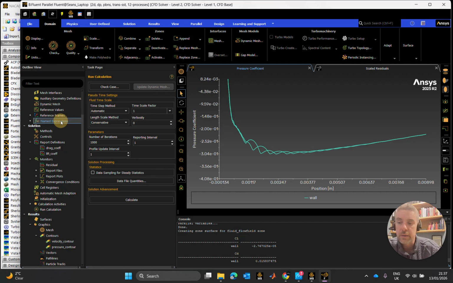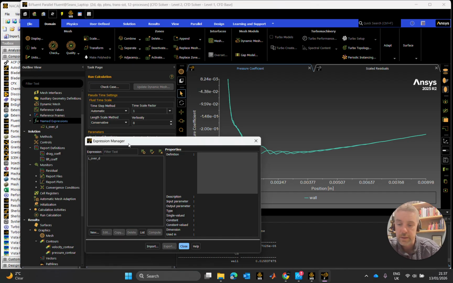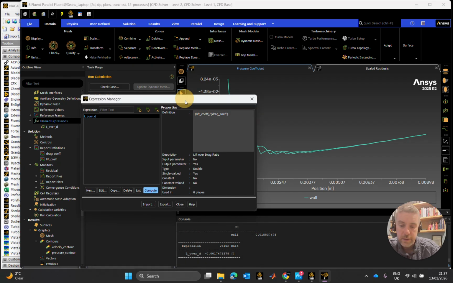So I want to calculate that now. If I double click in the named expression and bring this up in the task pane, click that L over D and run compute, I can see it out here in the console. The L over D is equal to minus 0.0017. So maybe there's published data on the L over D coefficient. But where you do have pitched airfoils, or cambered airfoils, L over D's maybe around 38, 39, 40. I think it's a pretty good one. But yeah, that's my L over D now.